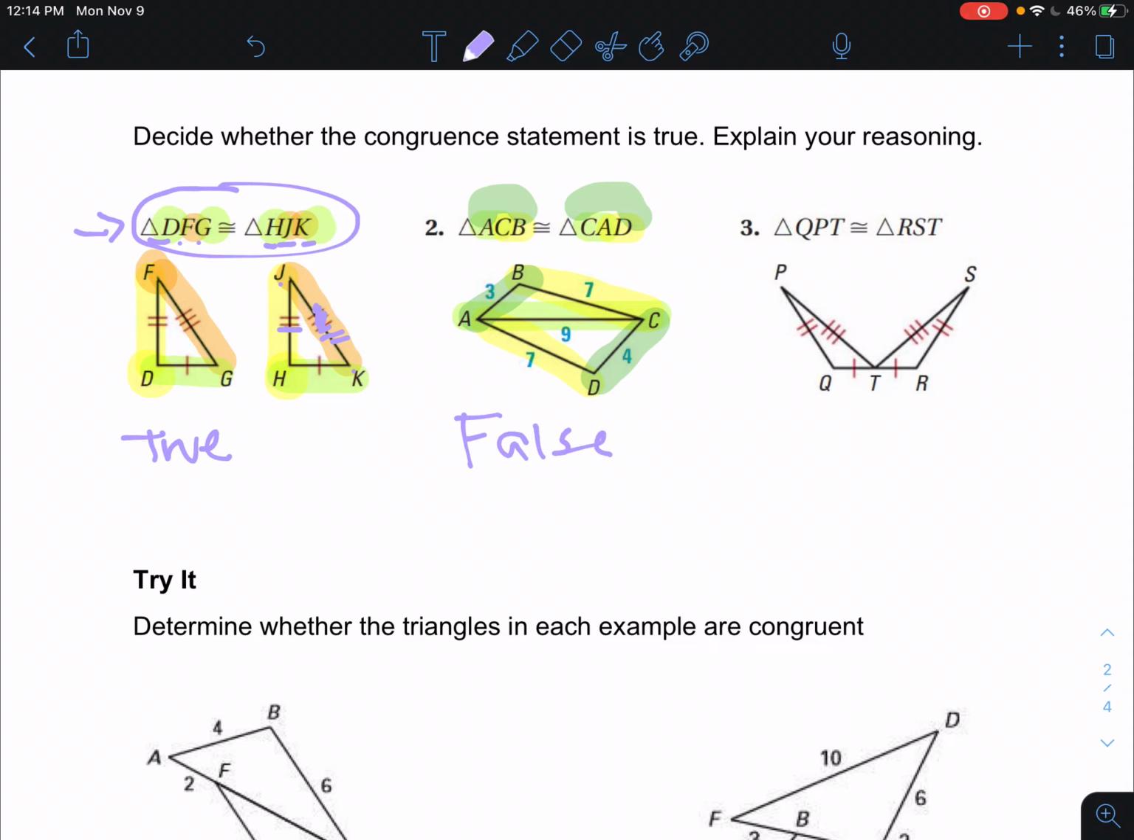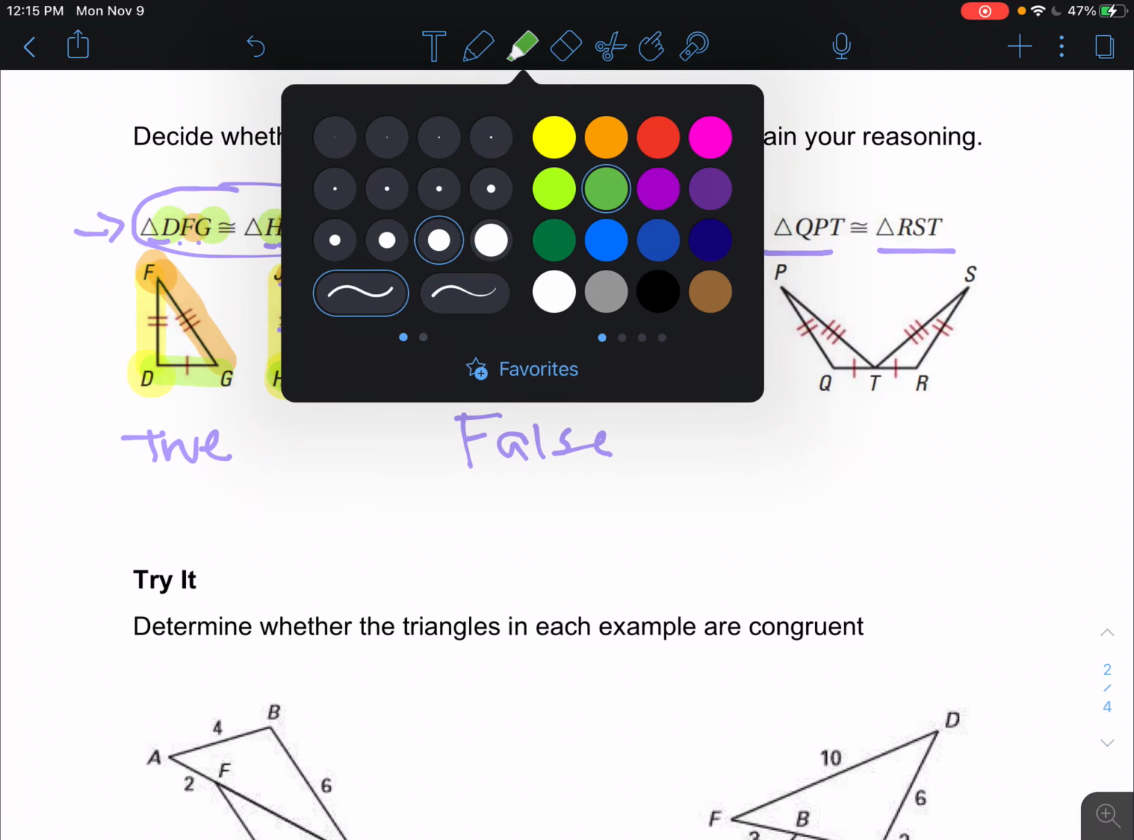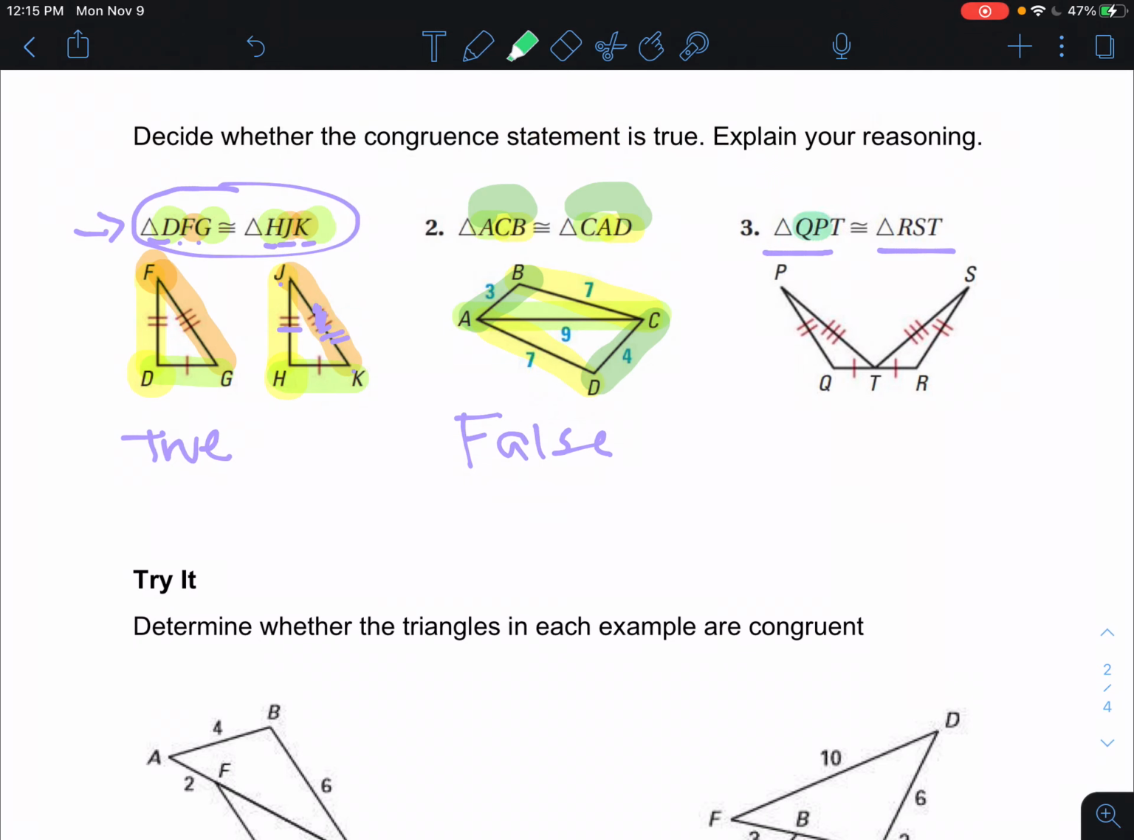All right, let's check out this one. Triangle QPT is congruent to triangle RST. Let's make sure that each corresponding part is congruent. QP corresponds to RS. So QP has 2 tick marks, RS has 2 tick marks. All right, so far we're good.